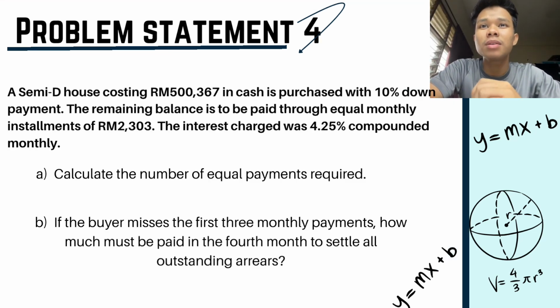Problem statement 4: A semi-D house costing 500,367 in cash is purchased with a 10% down payment. The remaining balance is to be paid through equal monthly installments of RM2,303. The interest charged is 4.25% compounded monthly. A: calculate the number of equal payments required. B: if the buyer missed the first 3 monthly payments, how much must be paid in the 4th month to settle all outstanding arrears?